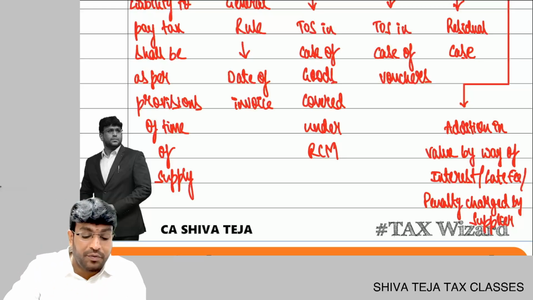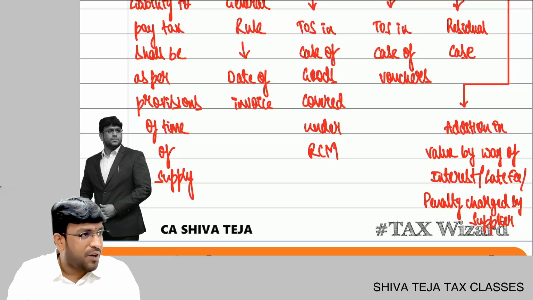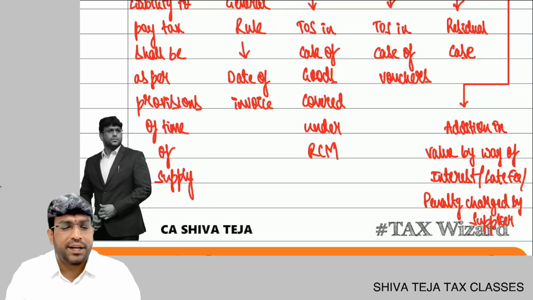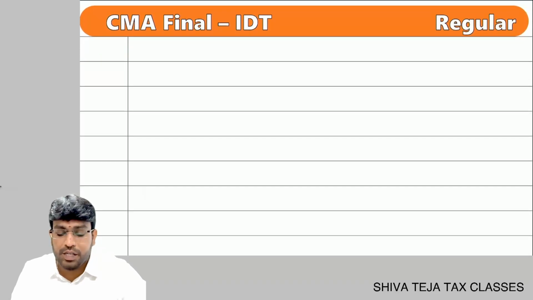So what is 12.1, my dear friends? Liability to pay tax shall be as provisions of time of supply. What is the provisions? We'll talk in detail. 12.2 is general. 12.3 is time of supply for goods covered under RCM. 12.4 vouchers. 12.5 residual case. 12.6 addition in value by way of interest, late fee, or penalty, which is charged by supplier. Getting clarity, everybody? So it's a small interesting topic, but makes sense. So we need to understand some points very, very clearly.